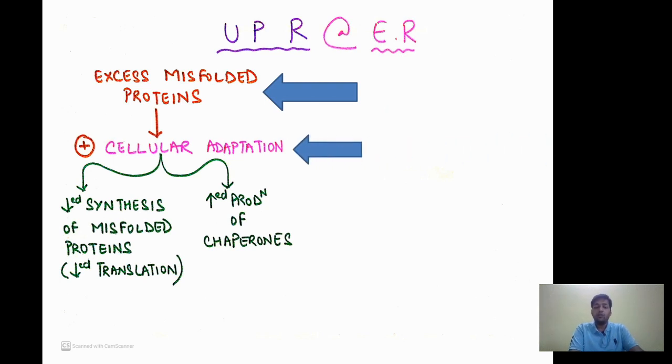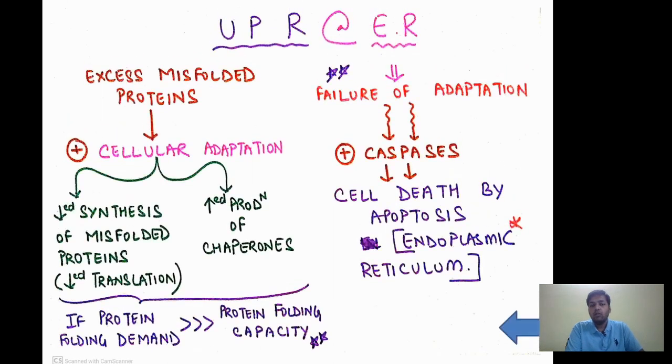The cell will now try to adapt to this excess amount of misfolded proteins by two basic mechanisms. One is it will decrease the synthesis of such misfolded proteins, by reducing translation. Secondly, it is going to increase the production of chaperones. As we all know, chaperones are the proteins responsible for proper folding of newly synthesized proteins. So this is called cellular adaptation. The cell will first try to correct the situation. So what happened now? Even after cellular adaptation, there was an excess amount of misfolded proteins. That is, the protein folding demand exceeded the folding capacity of the cell.